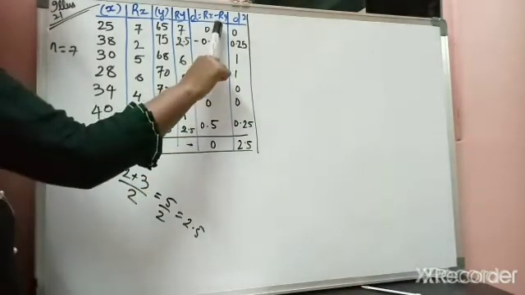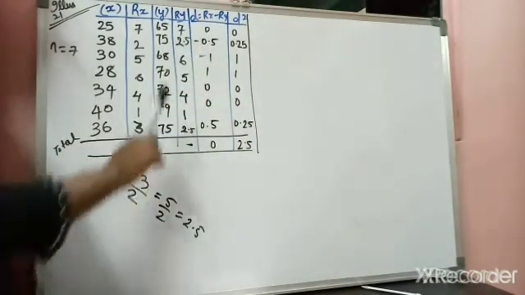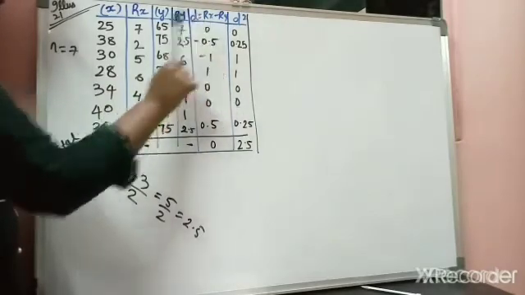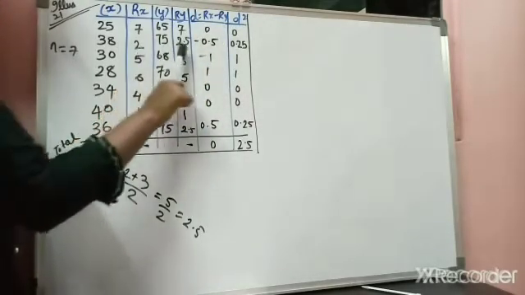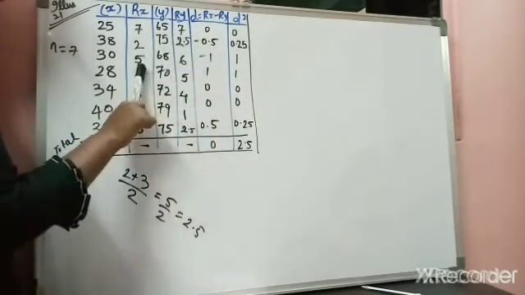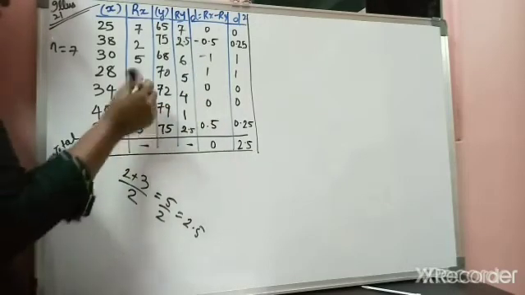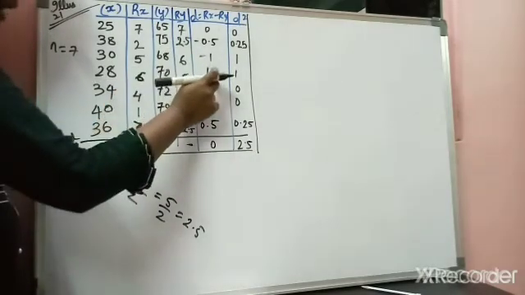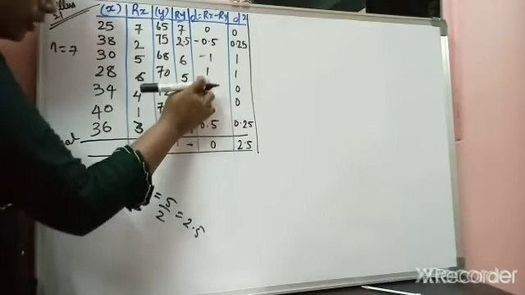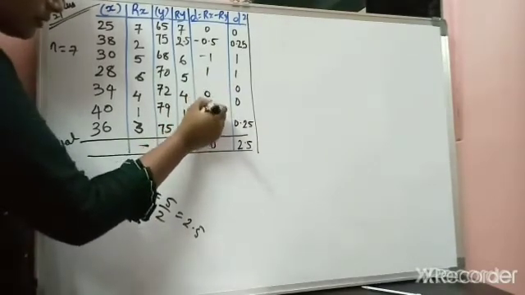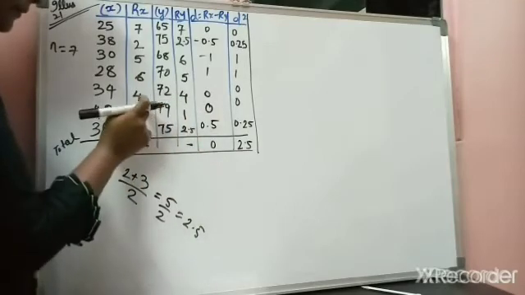Then you have the column D, that is Rx minus Ry. So 7 minus 7, 0. Like this you have to move on: first Rx, then minus Ry. So 2 minus 2.5, minus 0.5. 5 minus 6, minus 1. 6 minus 5, 1. 4 minus 4, 0. Then 1 minus 1, 0. And 3 minus 2.5, 0.5. Like this it is going on.